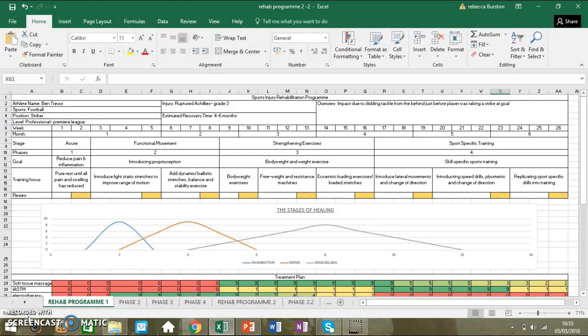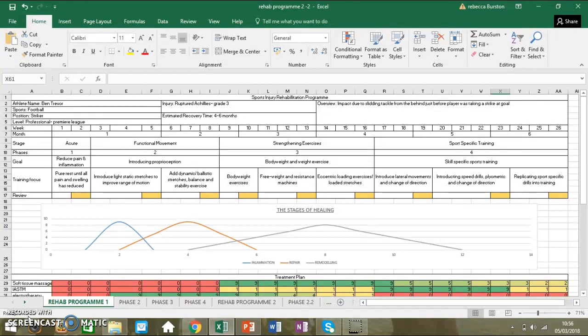His estimated time of recovery is 4 to 6 months, as it is a grade 3 rupture, and this means that he's potentially going to be out for the whole season. So from the overview, we can see that the injury occurred due to impact when someone on the opposing team made a sliding tackle from behind just before Trevor was to take a strike at goal.